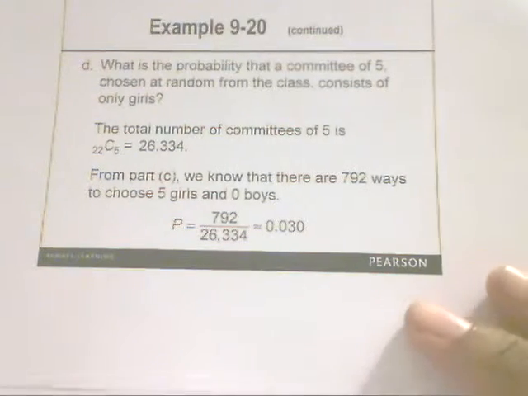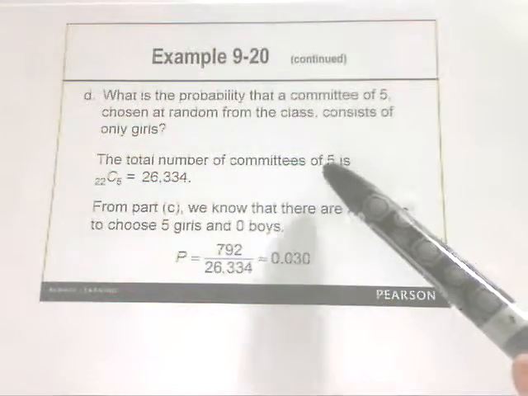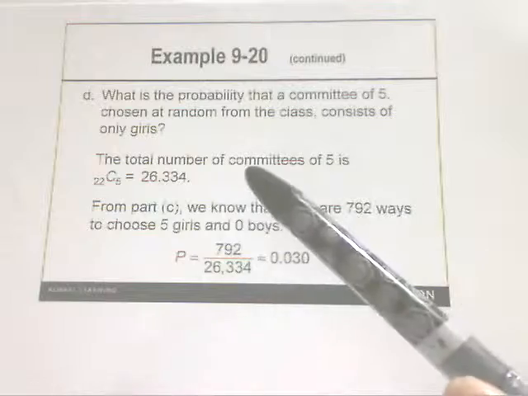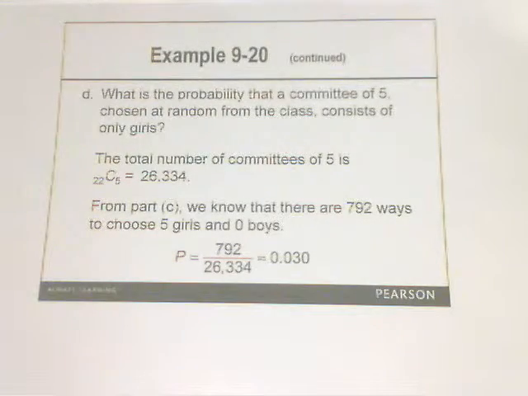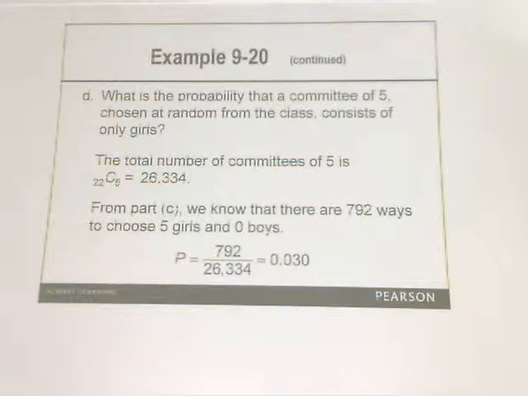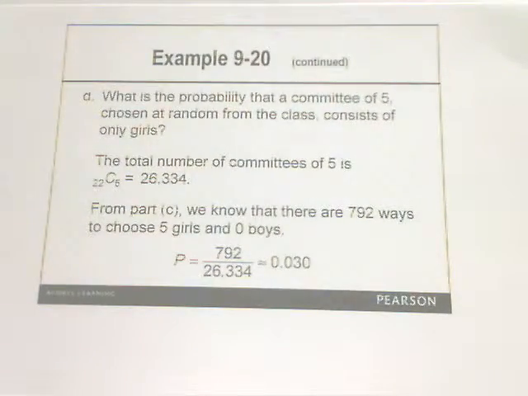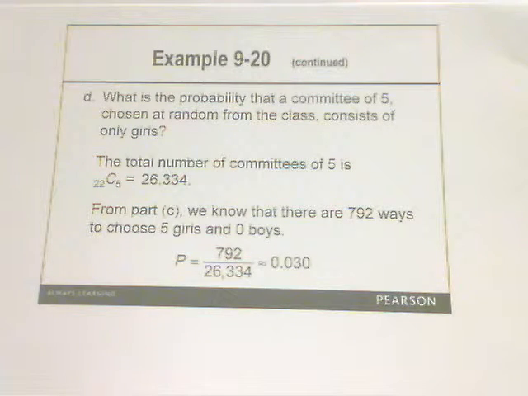And the probability that a committee of 5 chosen at random from the class consists of only girls would be this. The total number of committees of 5 would be the 26,334 that we talked about earlier. And from part C, there are 792 ways to choose 5 girls and 0 boys. That probability would be 792 divided by 26,334, which as a decimal is 0.030. So the probability would be 0.030. Okay, so that will conclude that particular section on permutations and combinations that are used in probability.